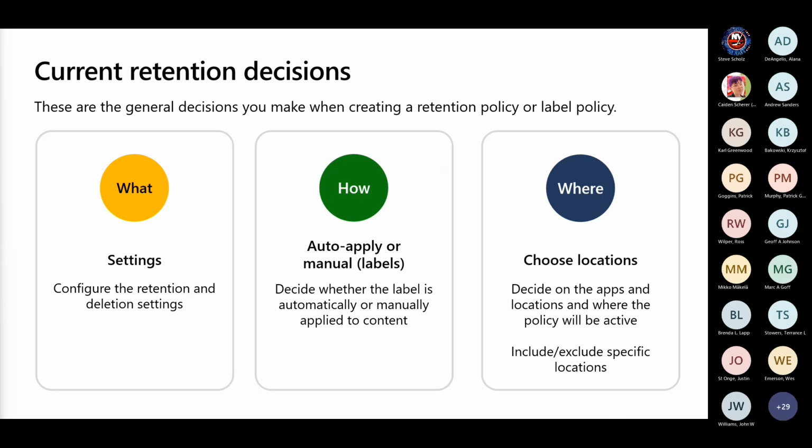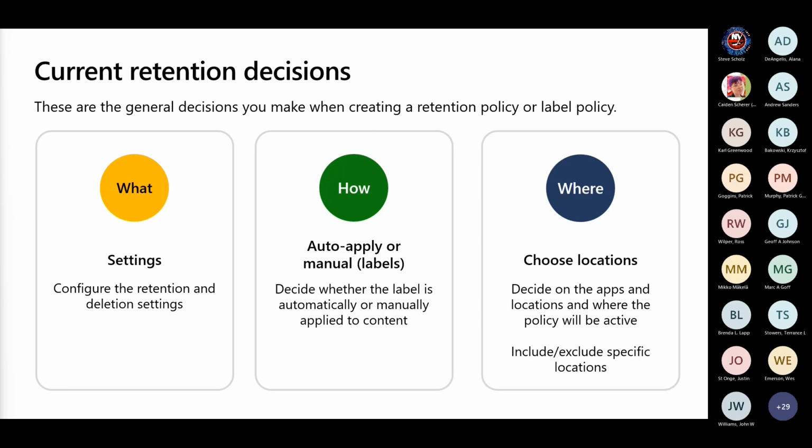So before we do that, let's quickly cover what creating a retention policy or a retention label policy looks like without adaptive policy scopes. So you have two main decisions right now, right? What do you want to do? Such as, do you want to retain, do you want to delete, or do you want to do both? Then where do you want that action to apply? So you can choose a workload, for example, Exchange, SharePoint, OneDrive, etc.